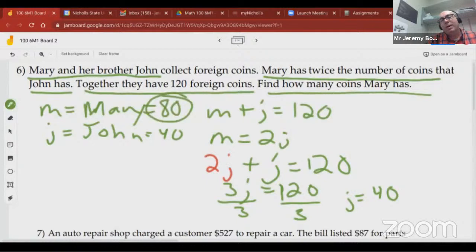So either way you want to go about it. In this problem, both are easy to solve once you have that first value, so it really doesn't matter. Sometimes different equations are easier than others, but this one's not too bad. Either way, go with it. Any questions on number 6? No? All right, number 7.